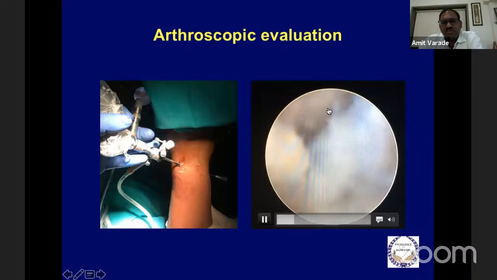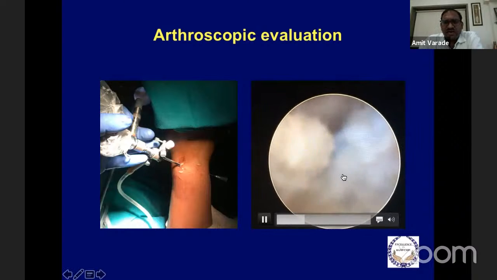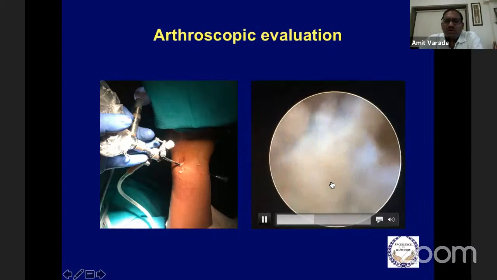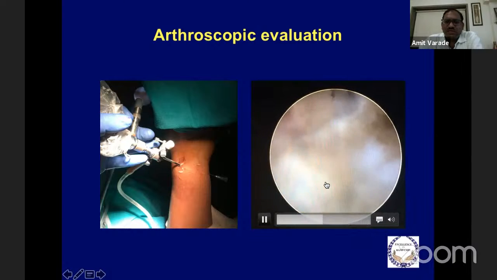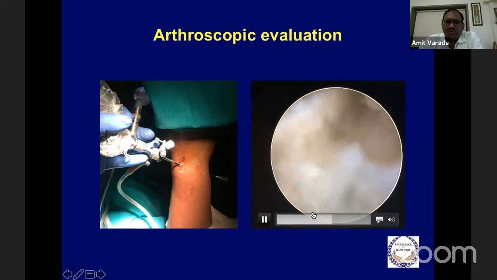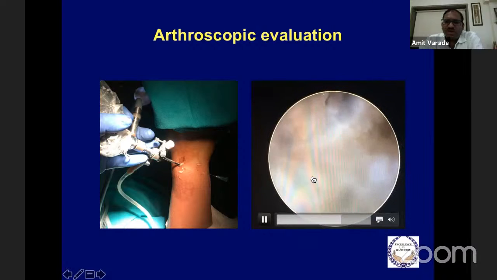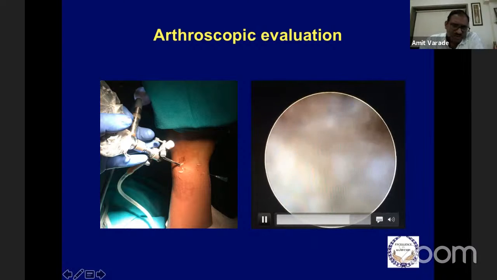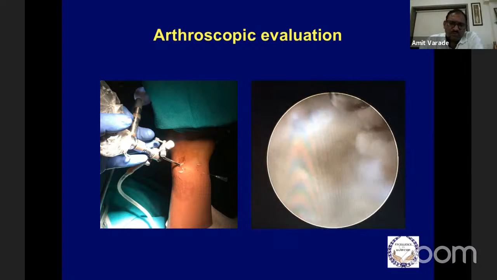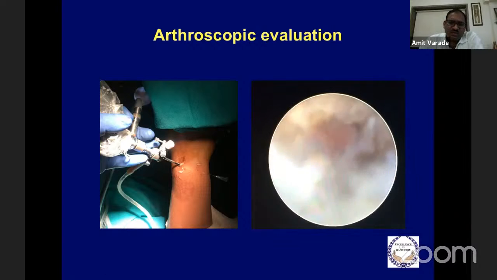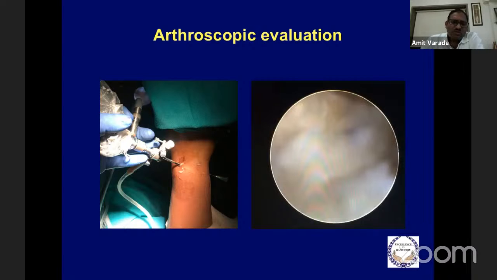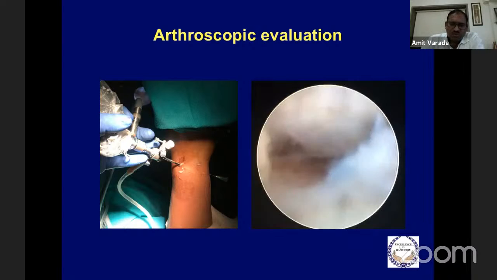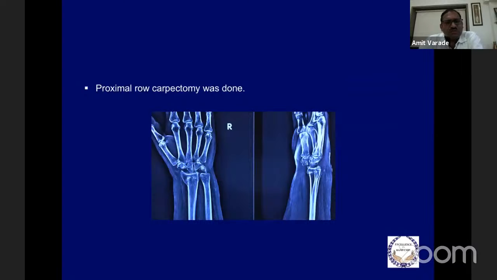The superior one is the capitate articular surface, and right bang on we are on the lunate, and we see this is the distal articular surface of the lunate, which is fragmented and collapsed. So in such cases, when the distal surface is non-functional, we should not save the lunate. So we proceeded with proximal row carpectomy.